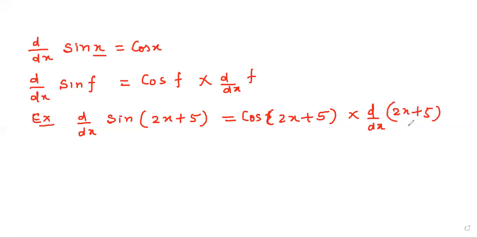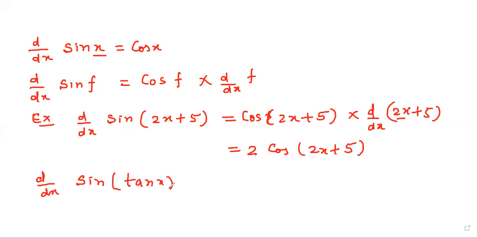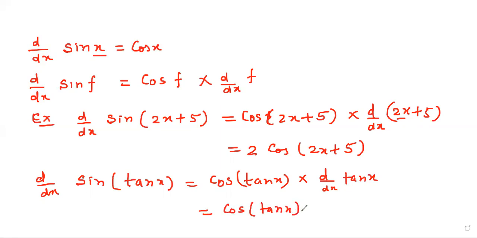And differentiation of 2x plus 5 will give 2. And that 2 we must write in the beginning. Twice of cos 2x plus 5. Take some more examples. d upon dx of sine tan x. It will become cos tan x times d upon dx of tan x. That will give cos tan x times sec square x.